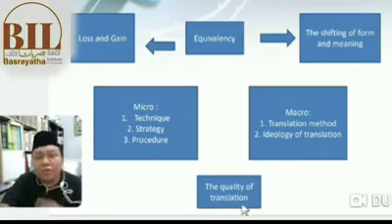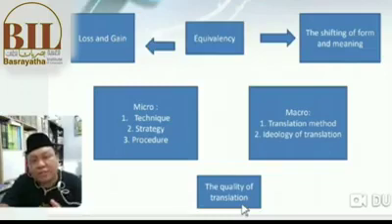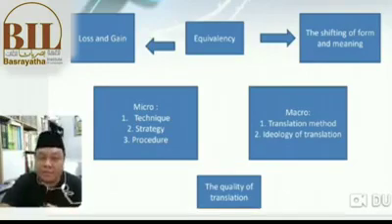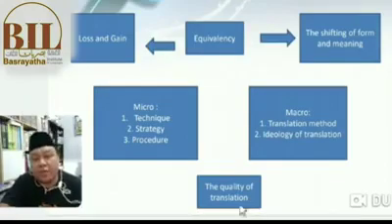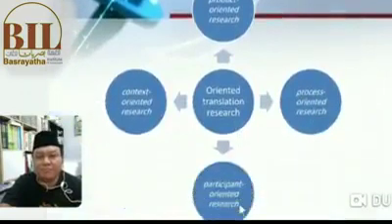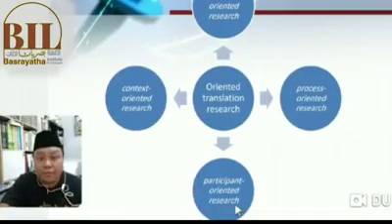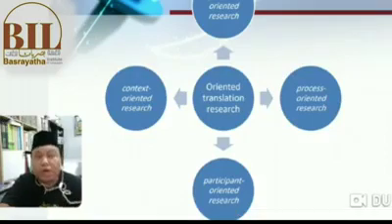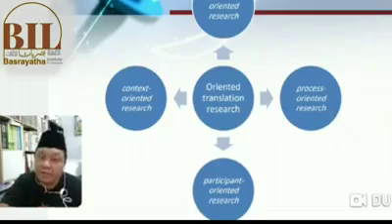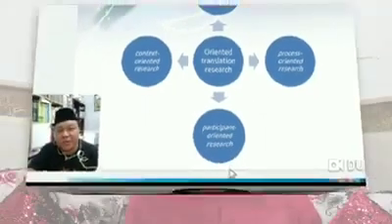And the last, we can elaborate the translation study from the quality of translation, the accuracy of translation, the readability of translation, the acceptability of translation. Also, we can study the orientation of translation studies, and elaborate Arabic Javanese from product-oriented, also process-oriented, also maybe participant-oriented, and the last, maybe context-oriented.